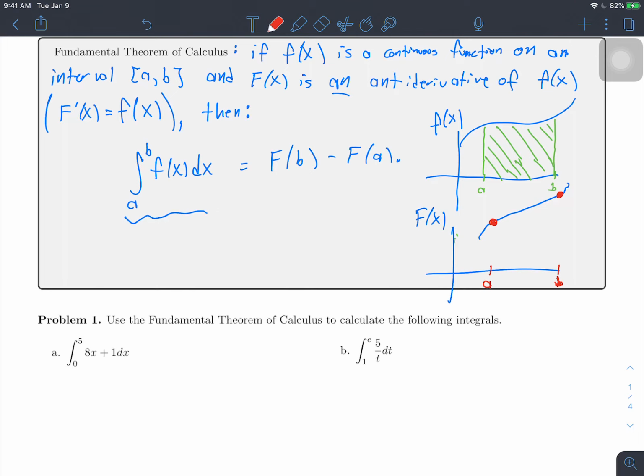Okay? So, if you have the brain power to come up with an antiderivative for a function, then we can say all kinds of things about the area underneath the original function just by looking at the antiderivative.